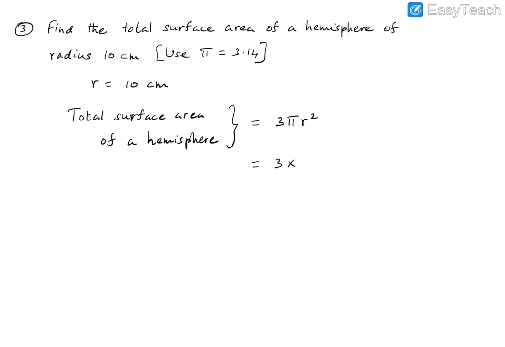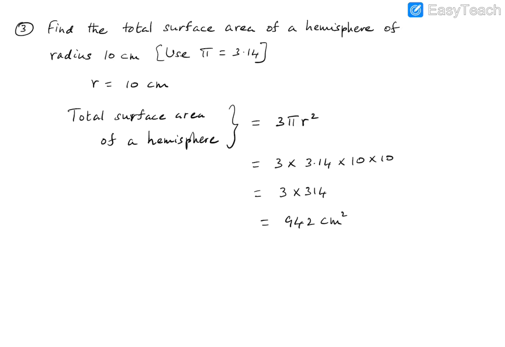So 3, and we have to use the value for pi as 3.14. The radius r is 10 centimeters, so that's 10 into 10. So basically 10 into 10 is 100. 3.14 into 100 will become 314. So that will be 3 into 314, and that will give us the value for the total surface area of the hemisphere, which should be 942 centimeters square. So 3 into 314 is 942 centimeter square.